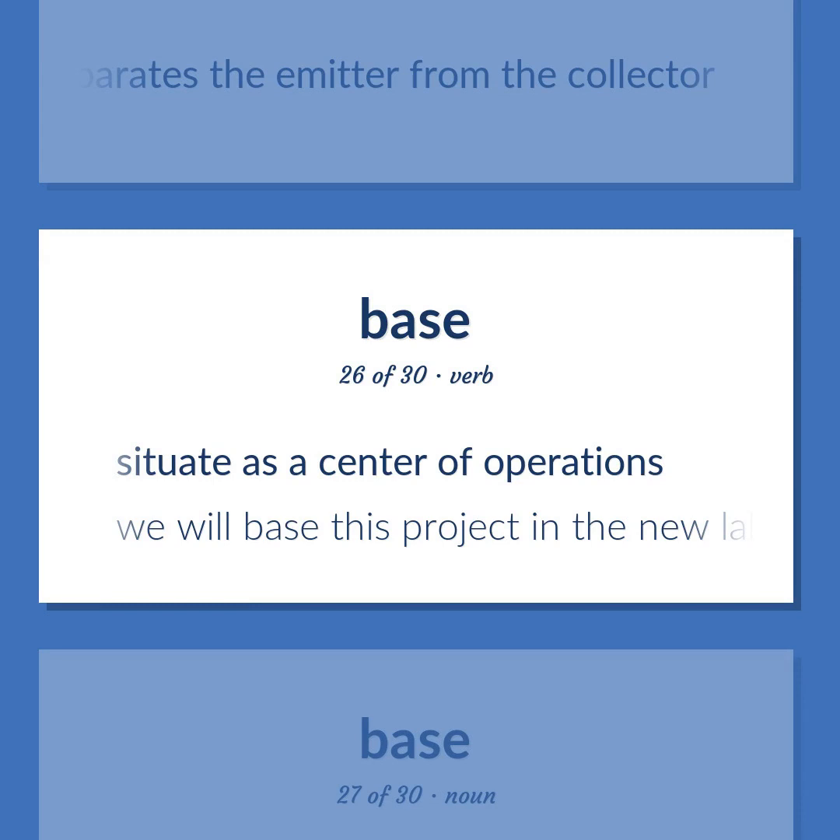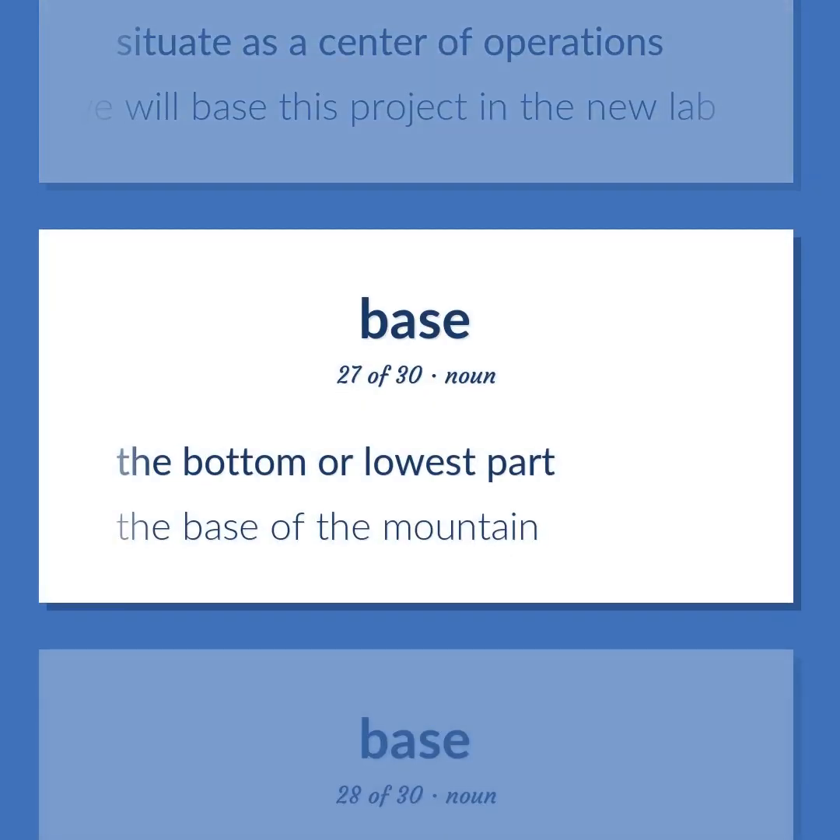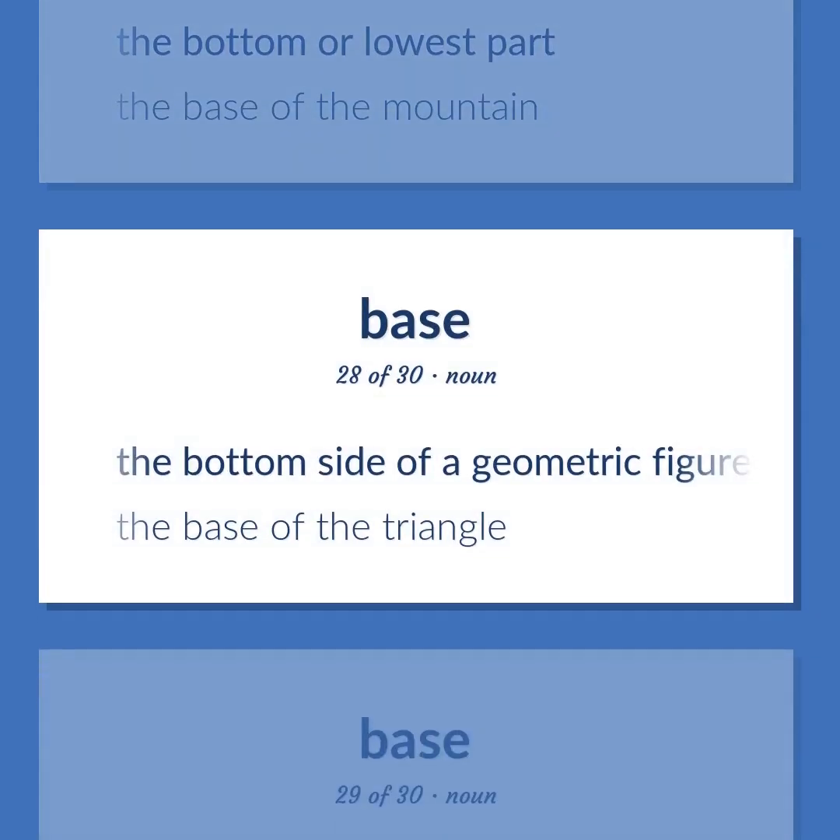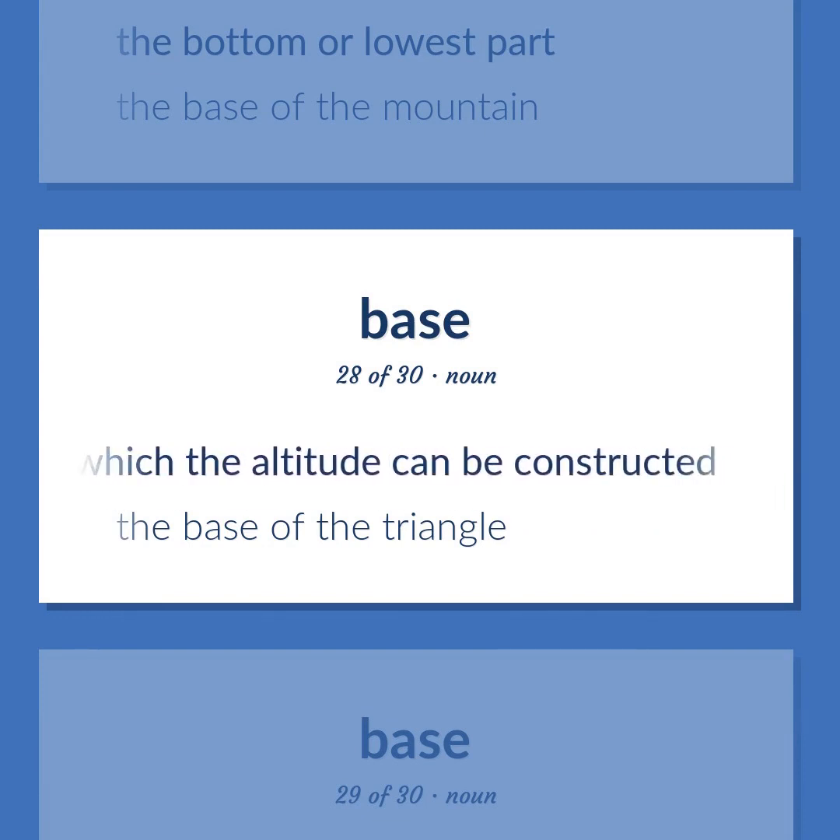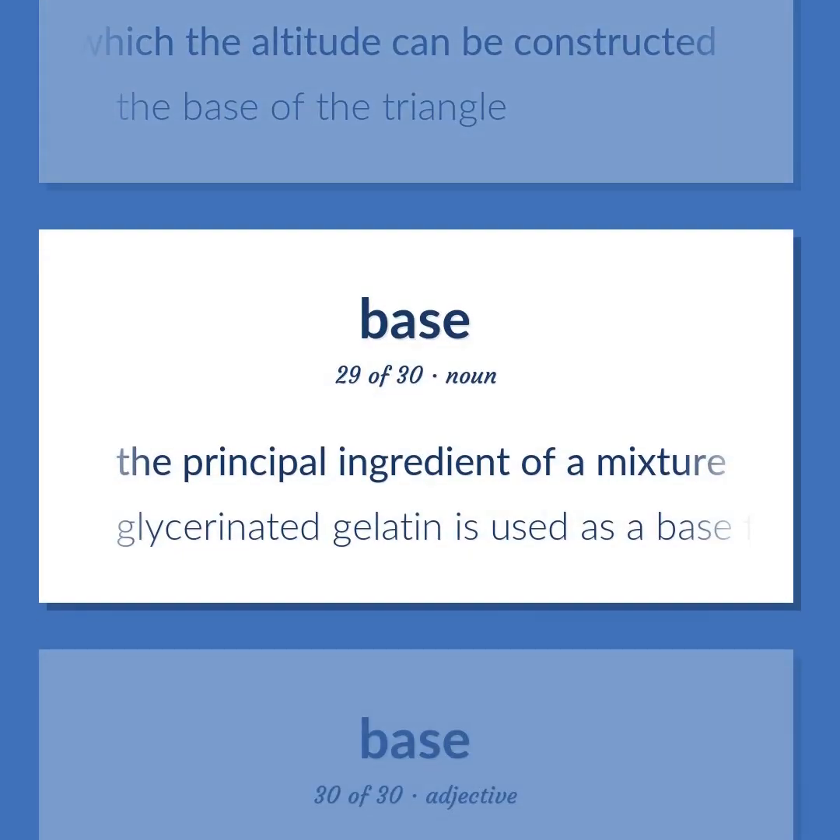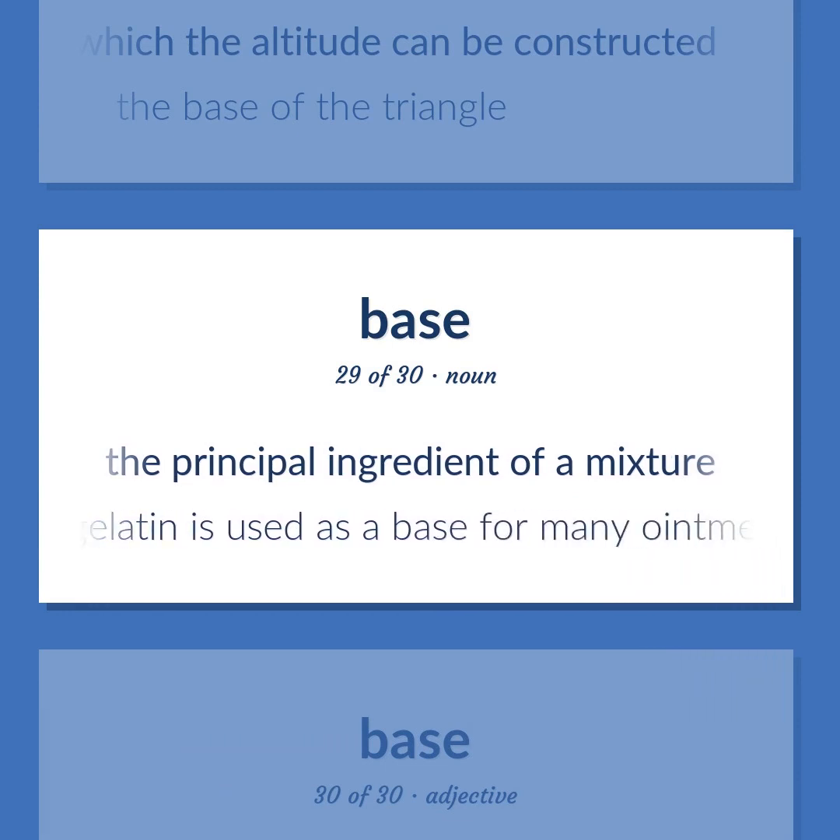Situate as a center of operations. We will base this project in the new lab. The bottom or lowest part. The base of the mountain. The bottom side of a geometric figure from which the altitude can be constructed. The base of the triangle. The principal ingredient of a mixture. Glycerinated gelatin is used as a base for many ointments.